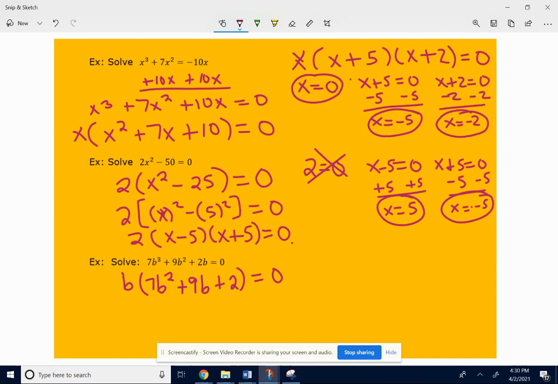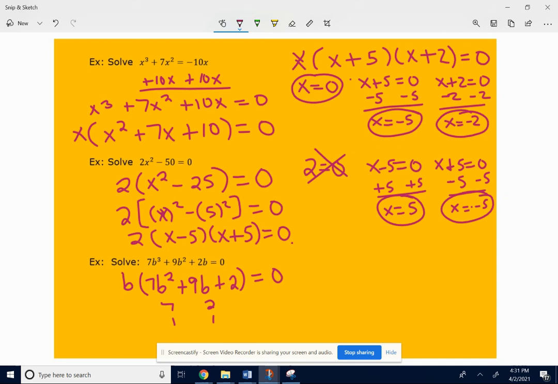Now I need to factor down some more. These aren't the fun ones, because I have a number in front of my squared term, so I got to work a little harder, but we can do it. 7b squared. I'm going to try 7 times 1 is 7. And for a positive 2 over here, I'm going to try a positive 2 and a positive 1, multiply to give me 2.